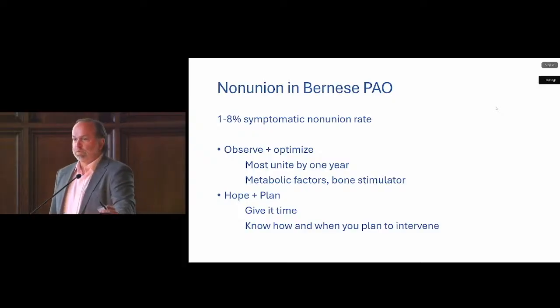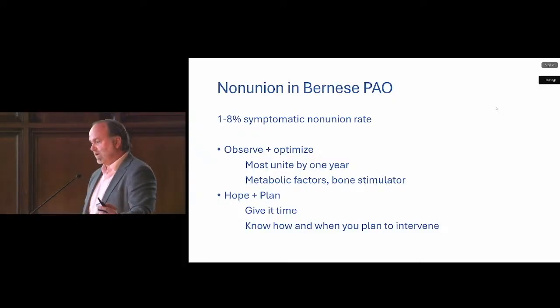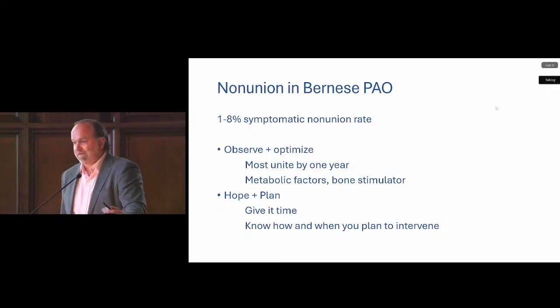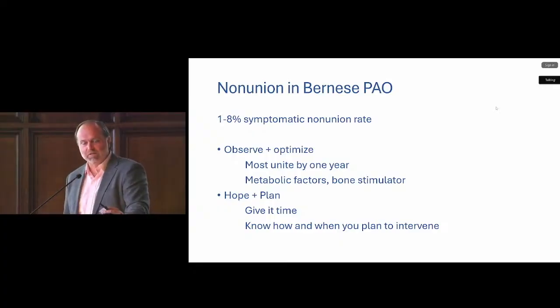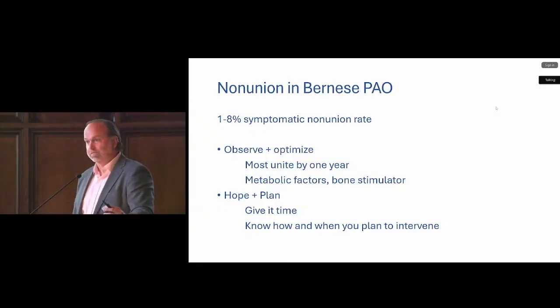And I think the most important thing is to understand the timing and the metabolic demand that there is to heal some of these osteotomies. And so really observe these patients and optimize them, because most of them are going to unite by 1 year. One study said about 90% of them unite by 1 year. So even at 6 months, it's not necessarily an impending non-union, but it's one of question. But really counseling the patient, saying, look, most of the time these do get better by a year, but if it's not better by a year, then we're going to do something.